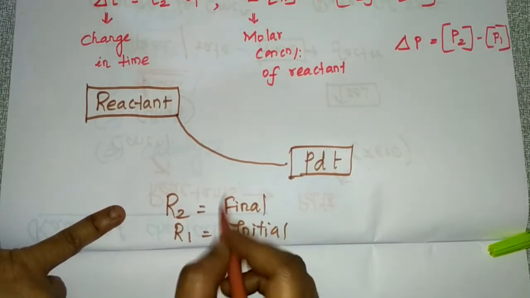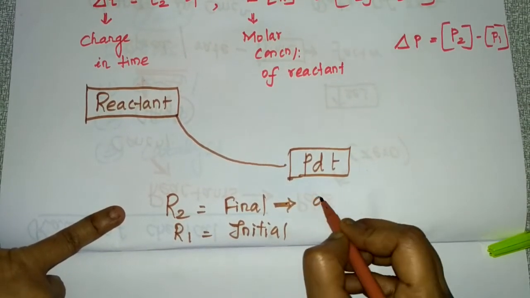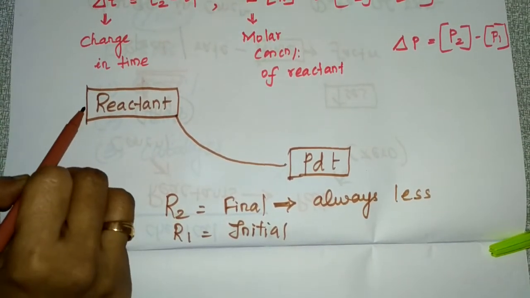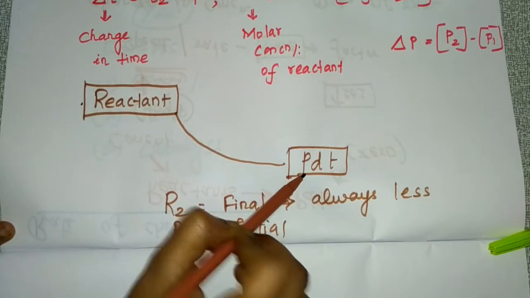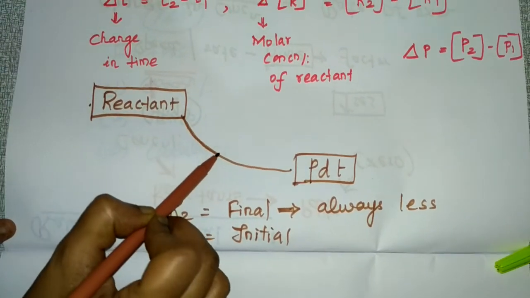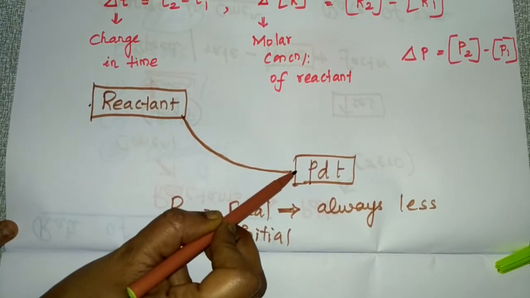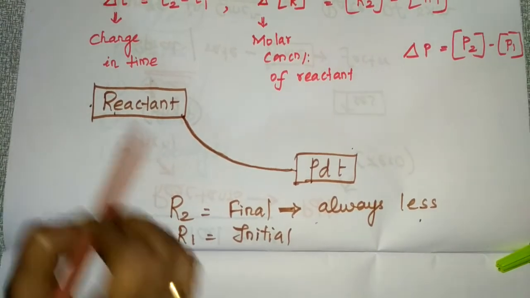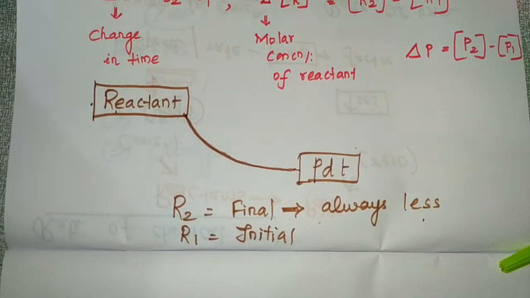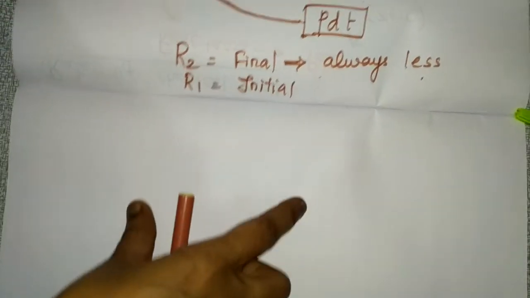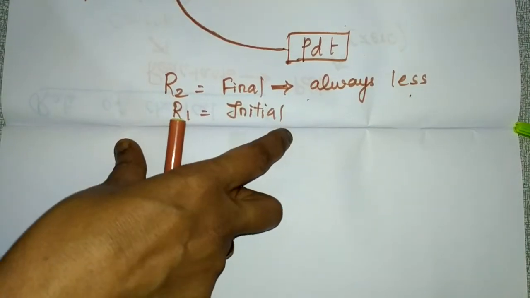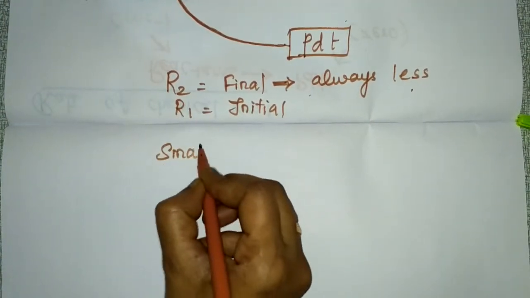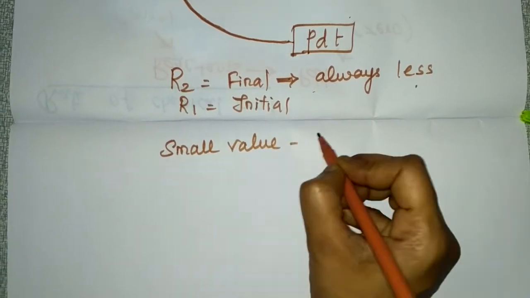So this final concentration will always be less, because this is the initial concentration and this is the final concentration. When the reaction proceeds, the concentration of the reactant constantly gets decreased to give the product. So this final will always be less, and initial will always be high. And to find change in the concentration of the reactant, what you have to do? We have to take the small value minus this high value.